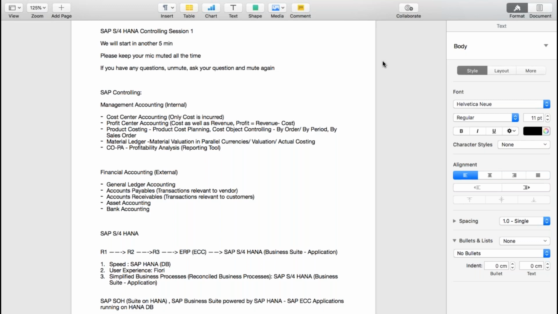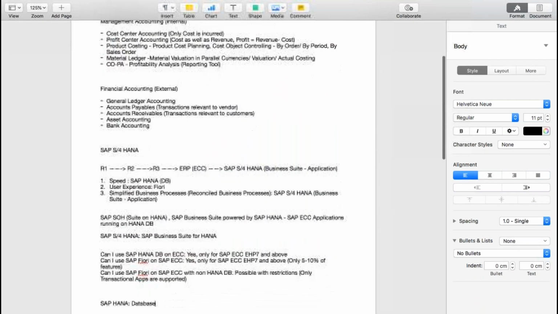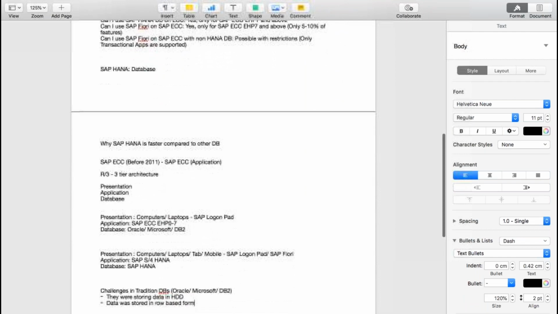Looking for the EHP name for S4 HANA. Is it EHP 8 or 9, or which one are we using? In S4 HANA there is no EHP, because SAP ECC was having the EHP 7, 8. S4 HANA is not working on EHPs. S4 HANA is working on the versions 1511, 1610, 1709, 1809, and now 1909.